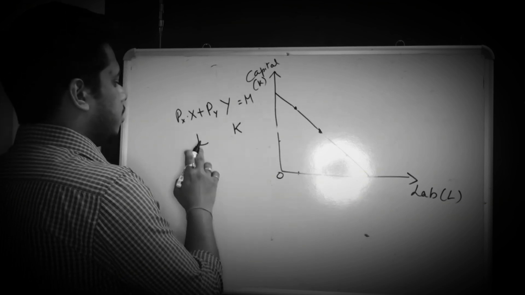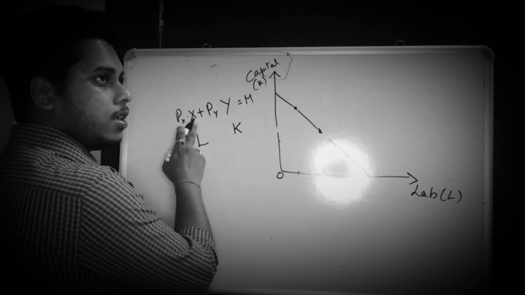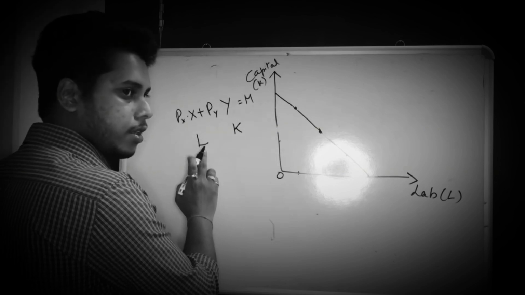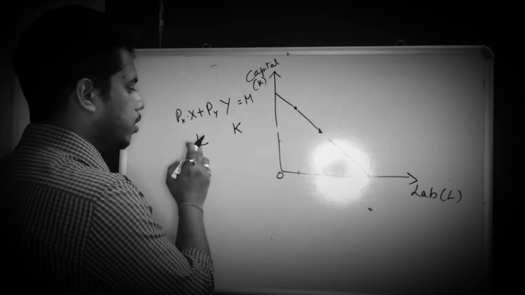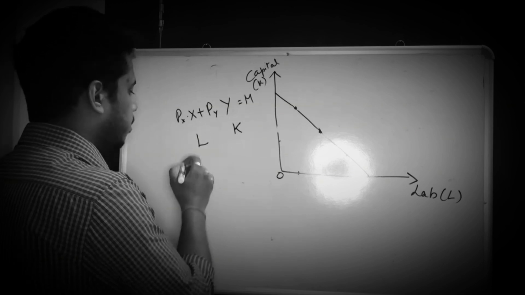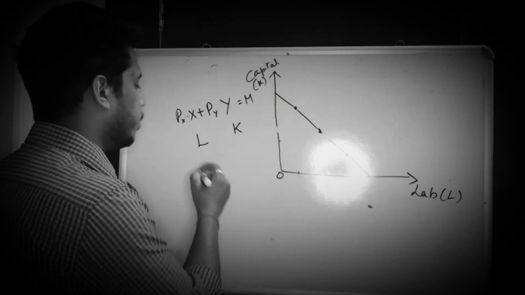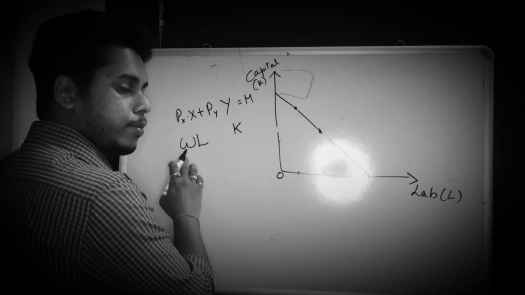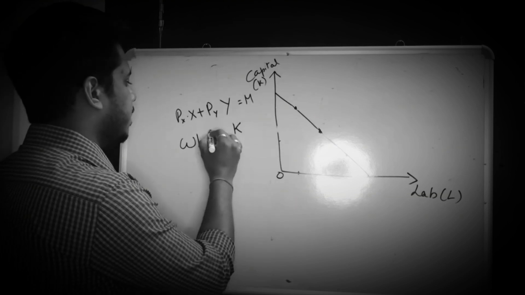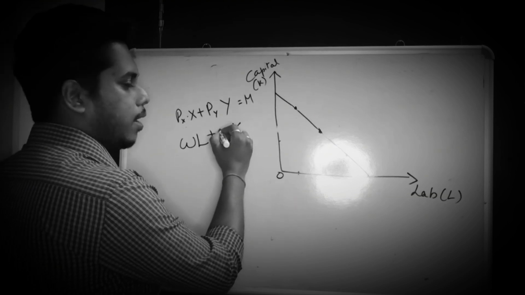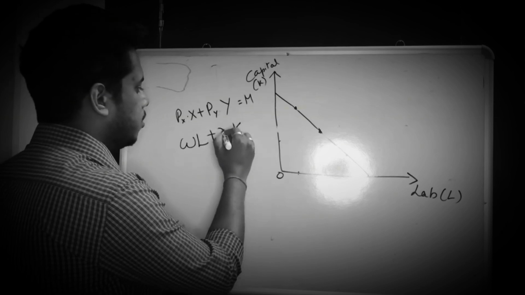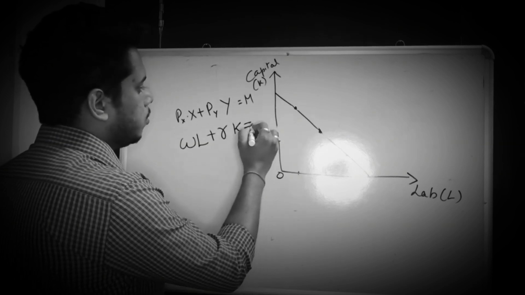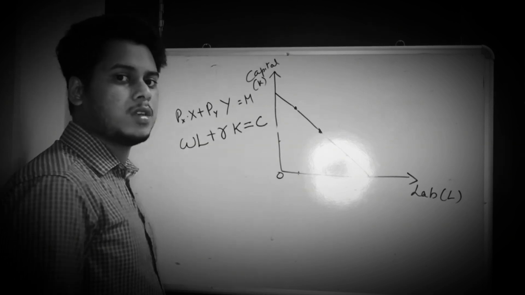Okay, and here we had written price of x into quantity of x. So we have written over here quantity of labor. So what we will write, the price of labor along with it. And what is the price of labor? It is the wages. So wage rate into labor, that is the price of labor into quantity of labor, plus price of capital. What is the price of capital? That is the rate of interest. Rate of interest into the amount of capital should be equals to C, the total cost outlay of the producer.